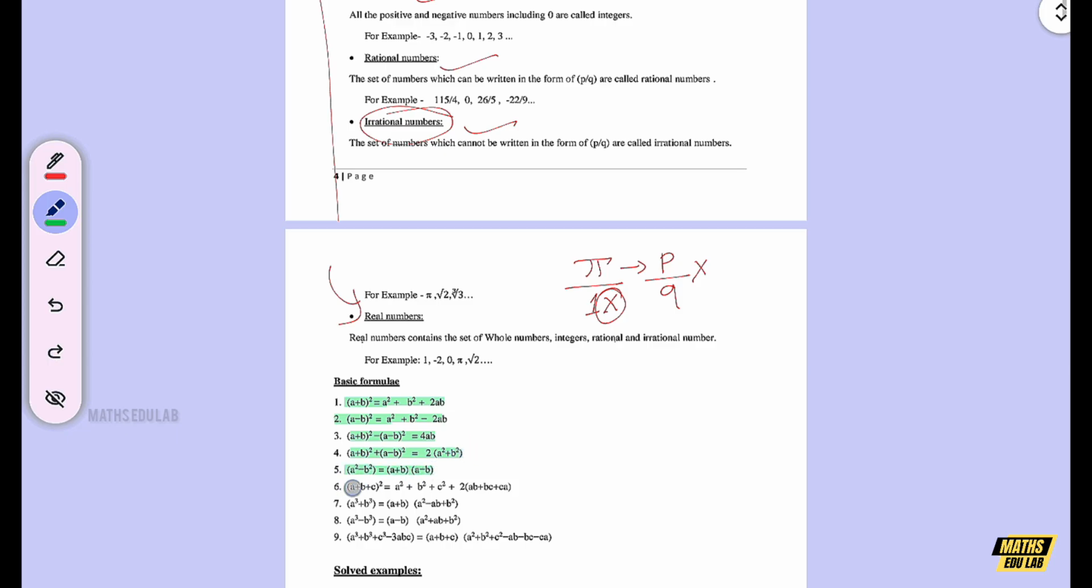There are some more formulas given here. Just remember these formulas, as they will be useful while solving the questions. Now we will solve the examples given for this particular topic.